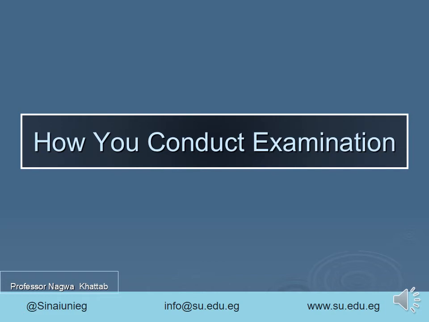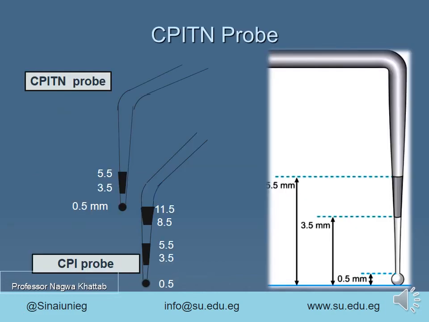How can I conduct such examination? This CPITN index has a specific probe called the CPITN probe. It has specific characteristics. This probe is very light, has a ball end of about 0.5 millimeter in diameter, and has a black mark between 3.5 millimeter and 5.5 millimeter. Why is it designed this way?